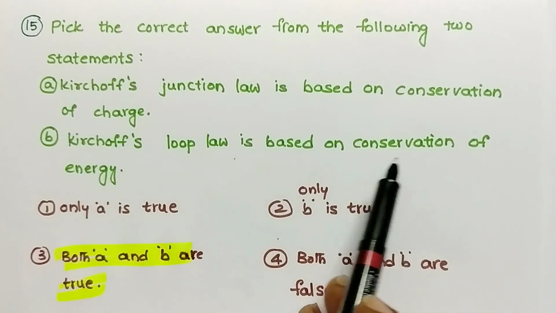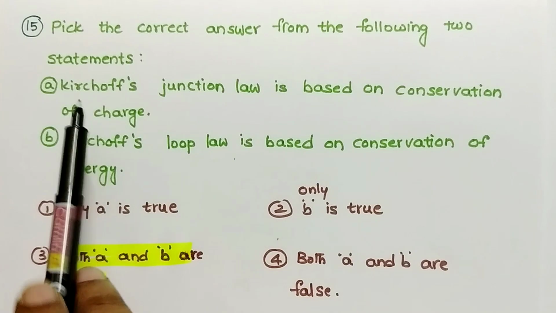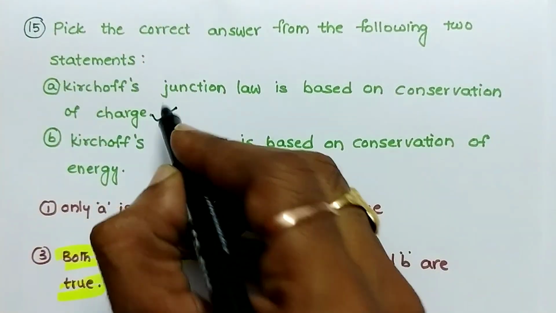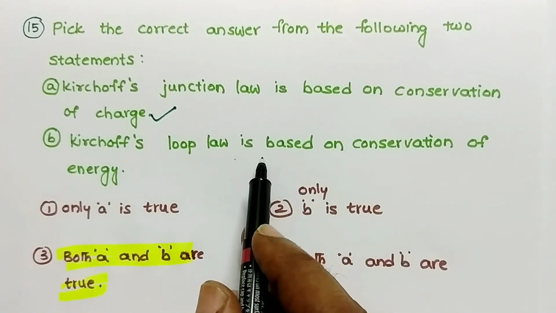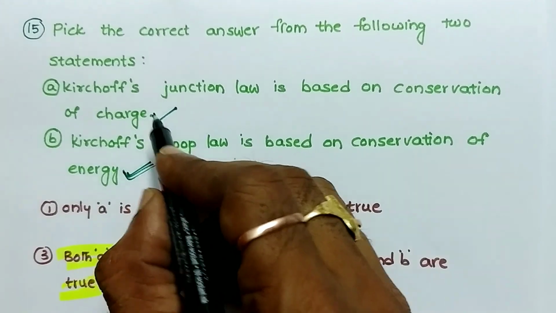These two points are also very important, and each one is asked as bits. Kirchhoff's junction law is based on conservation of charge. This is also one of the important bits. And Kirchhoff's loop law is based on conservation of energy. This is also an important bit.